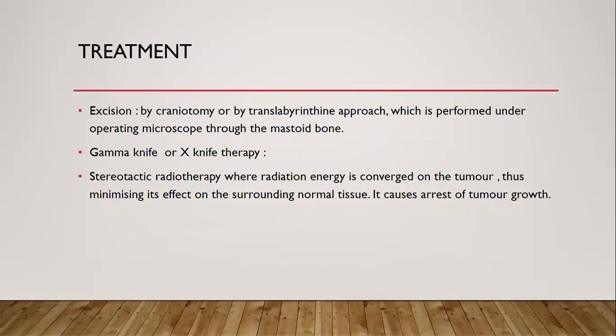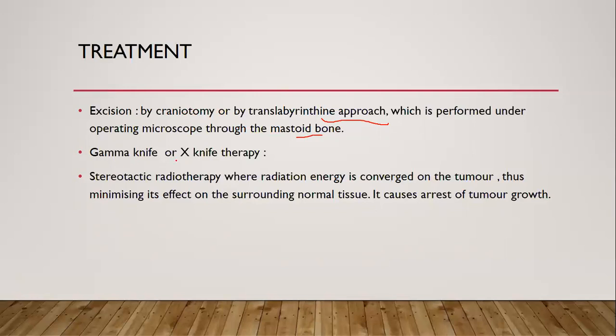Then how can we treat? The treatment, first, is excision of this acoustic neuroma. It will be helpful in the initial stages of this tumor, by craniotomy or by translabyrinthine approach, which is performed under an operating microscope through the mastoid bone. We can insert the microscope through this mastoid bone, and through that we can try to remove this tumor, or we can perform the craniotomy. We can make an incision in the cranium so that we can remove this enlarged tumor.